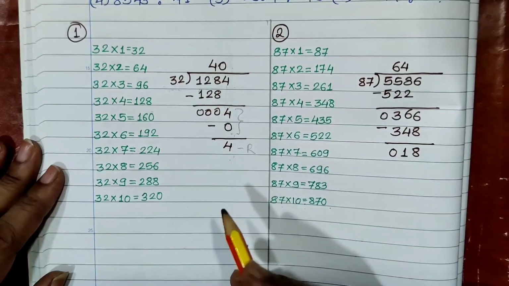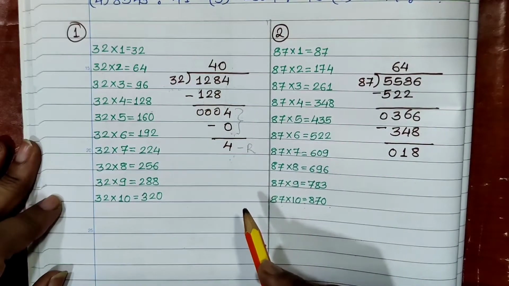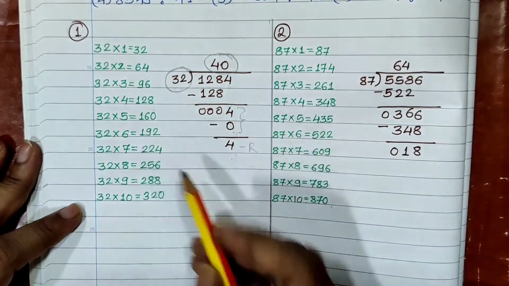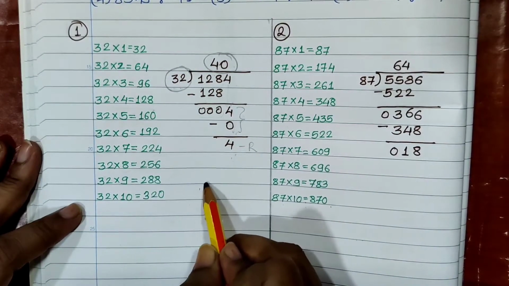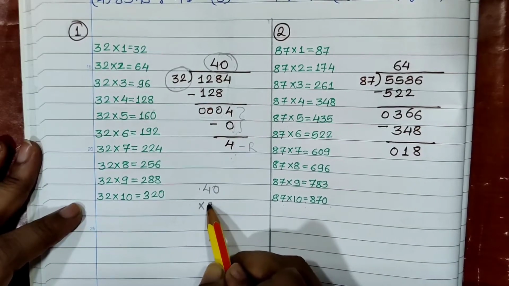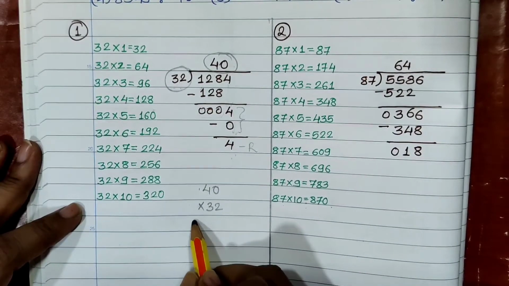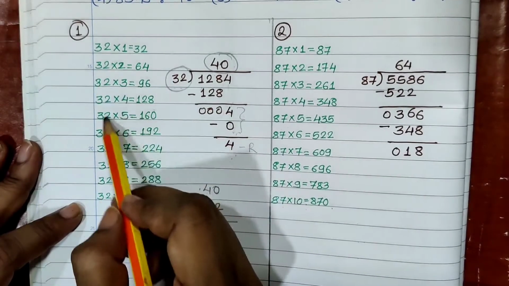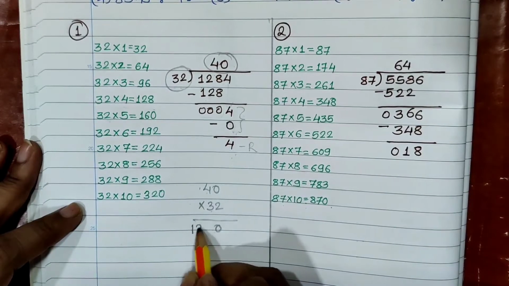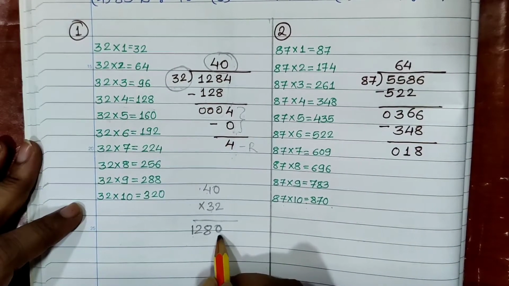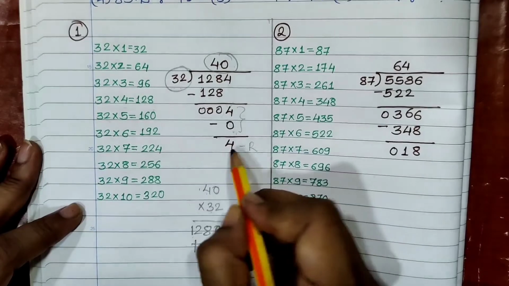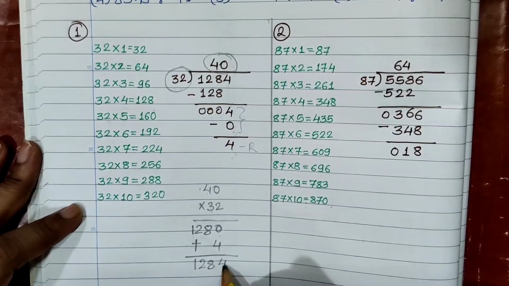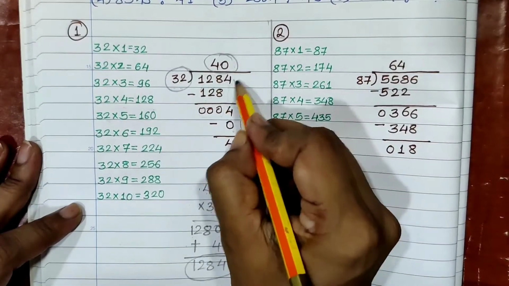I told you how you can check your answer. What do you have to do for checking the answer? We have to multiply this quotient by this divisor. I'm going to show it here. 40 multiplied by 32. So what will be the answer? 32 zeros are 0. 32 fours are 128. So we get 1280, and to this answer we add 4, and then our answer will be 1284. It is the same as this dividend.